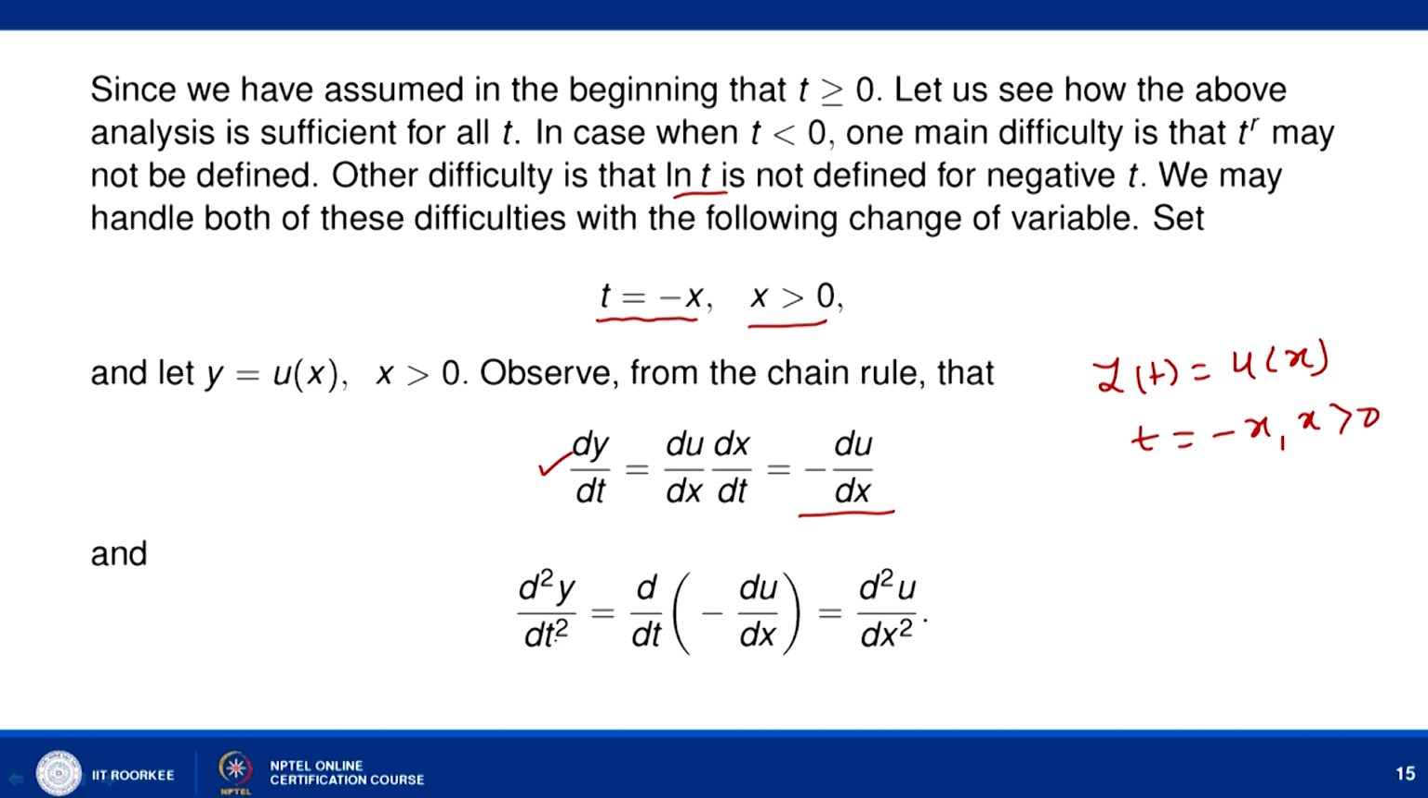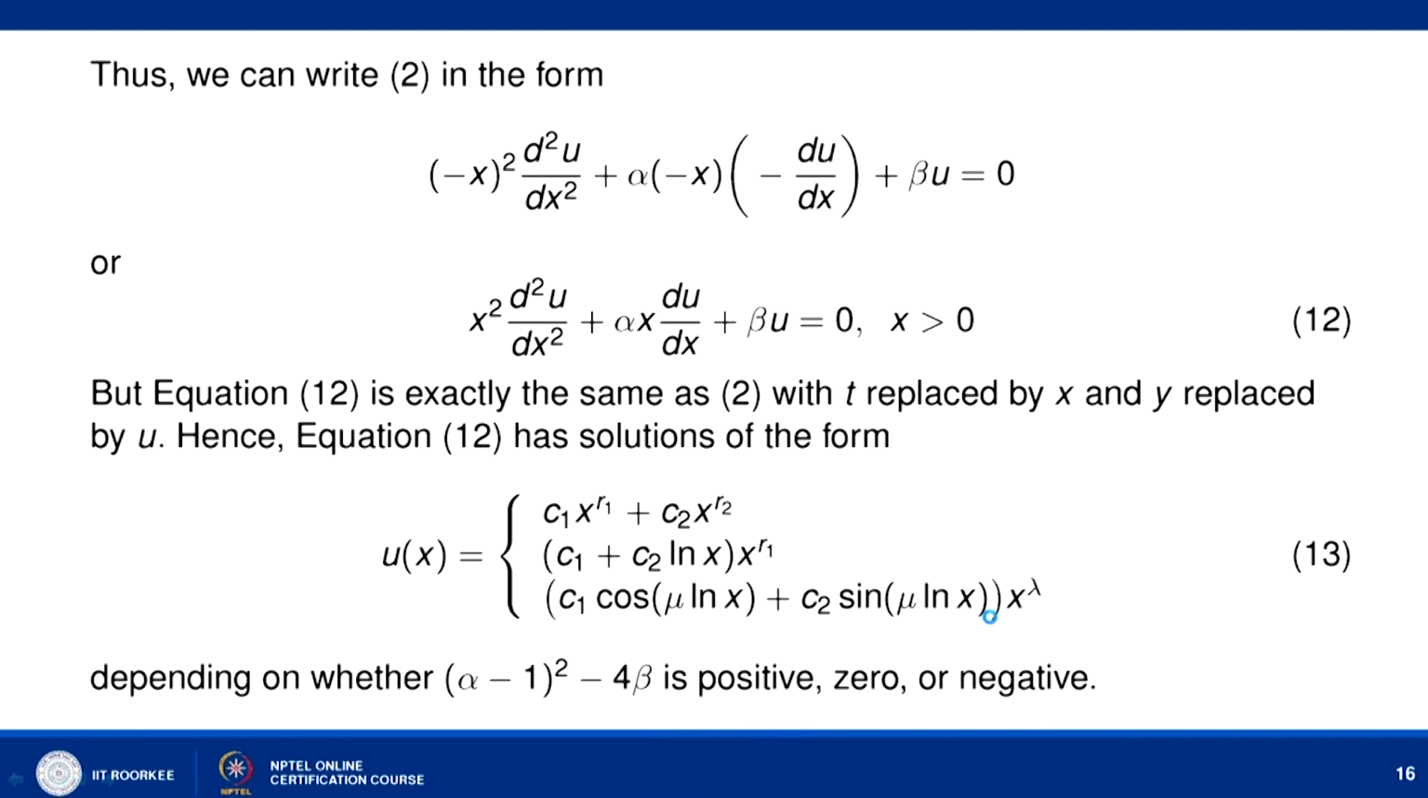Similarly, we can calculate d2y by dt square, that is d by dt of minus du by dx, which is nothing but d by dx of minus du by dx into dx by dt. If you simplify, we have d2u by dx square. So, we have dy by dt as minus du by dx and d2y by dt square as d2u by dx square. So, we can write this equation as minus x square d2u by dx square plus alpha times t, which is minus x, times minus du by dx, plus beta u equal to 0. If you simplify, you will have the equation x square d2u by dx square plus alpha x du by dx plus beta u equal to 0.